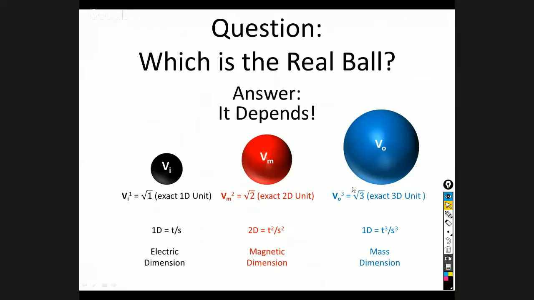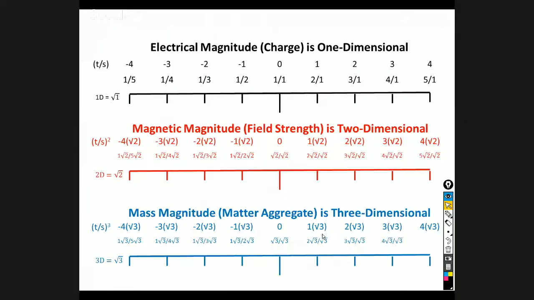So you see, we have different units for whatever calculation we're making. For electrical calculations, we'd use the square root of 1. For magnetic calculations, however, we'd switch to the square root of 2. And for mass kinds of gravitational sorts of calculations, we would switch to the square root of 3. Now, I know that seems bizarre, but it's a new way of doing things.